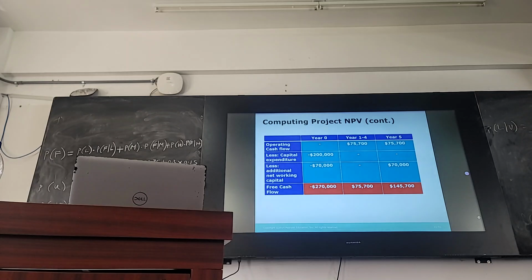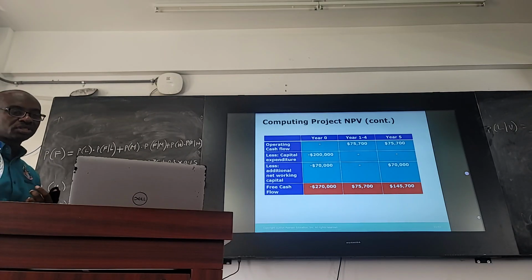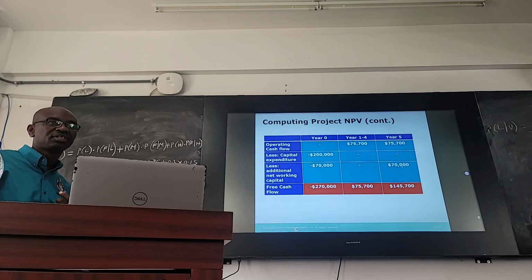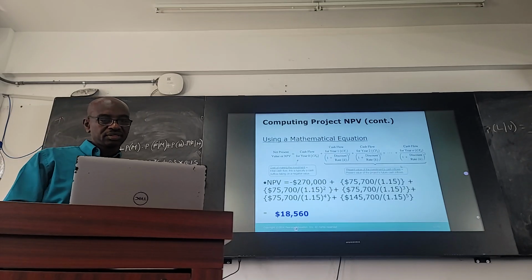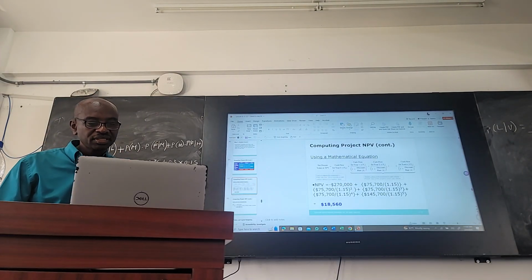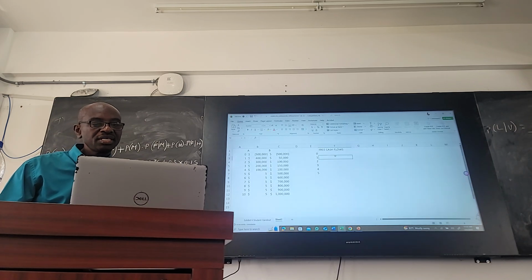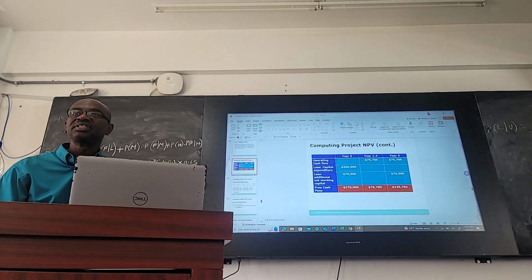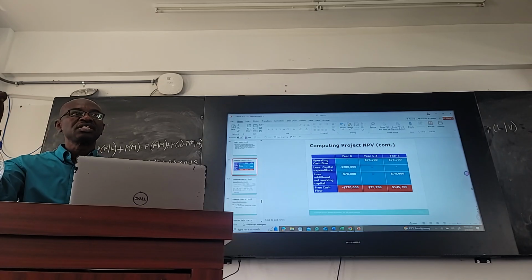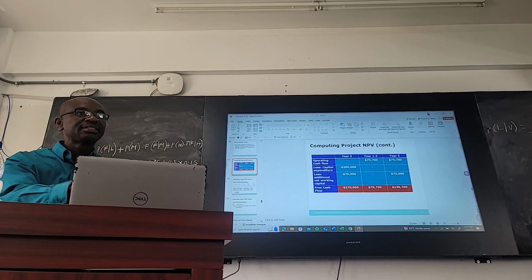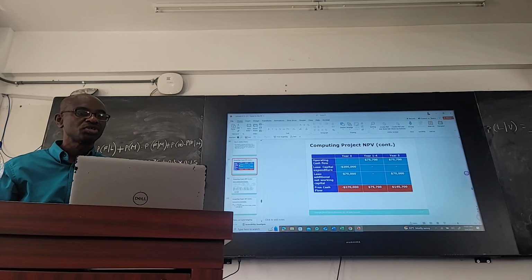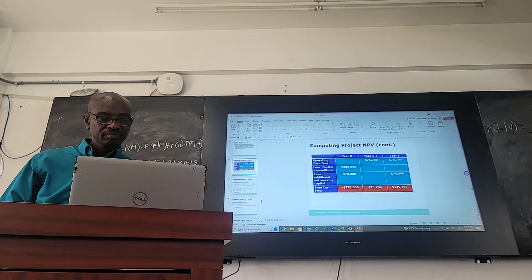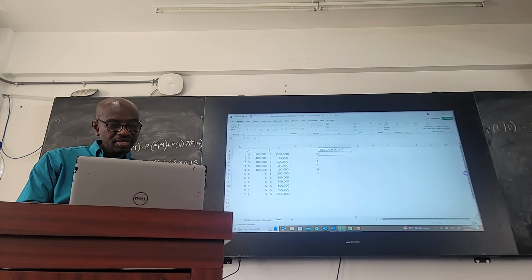And then the only real complication is the return of the working capital in year 5. So we can set that up then. In year 0, your free cash flow is negative 270. The 200,000 for the cost of the equipment, and the 70,000 you have to invest in working capital. Right? So that's minus 270,000.